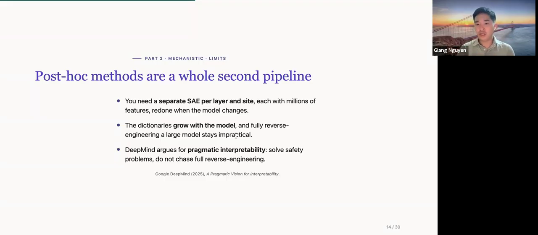So every time the base model changes, you redo it, you retrain the SAE. On top of that, I think fully reverse engineering a large language model is just so impractical. It's not doable. To confirm that, the researchers at Google DeepMind also argue that we should pivot to what they call pragmatic interpretability. They steer away from mechanistic interpretability, trying to reverse engineer the whole model, to pragmatic interpretability, meaning they just try to solve the concrete safety problems instead of chasing a complete map of the model.